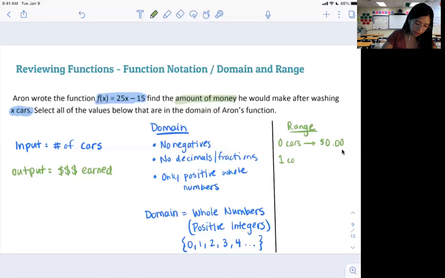What if he washes 1 car? Use the equation now. Plug in a 1. Careful though, it's minus 15. So plug it in, you get 25 minus 15, $10. What if we wash 2 cars? Plug it in, 50 minus 15, $35. Let's just do one more, 3 cars.